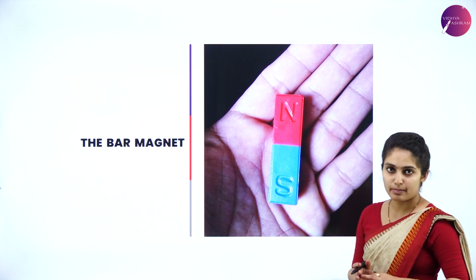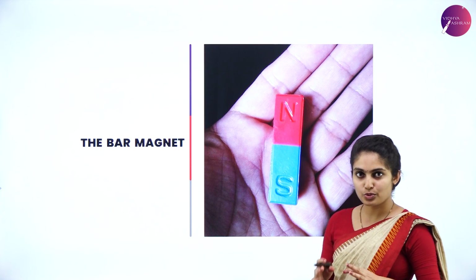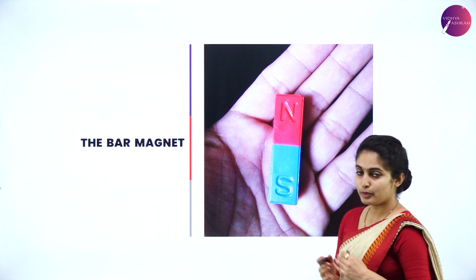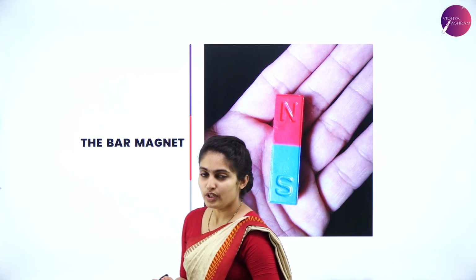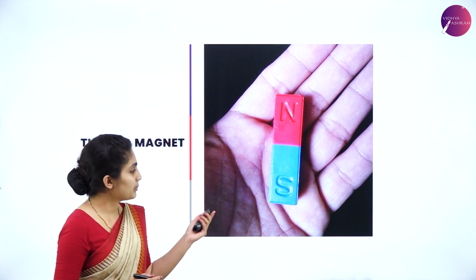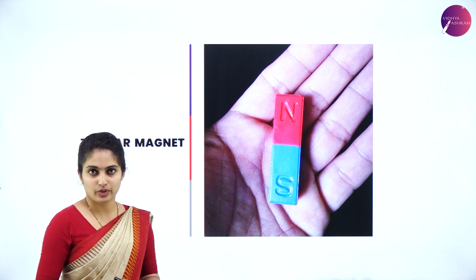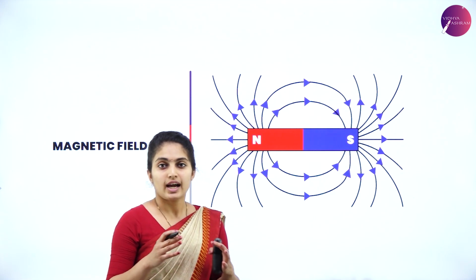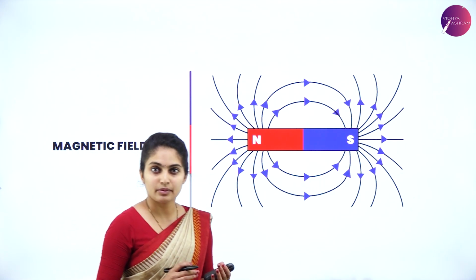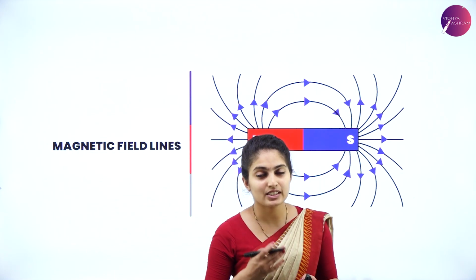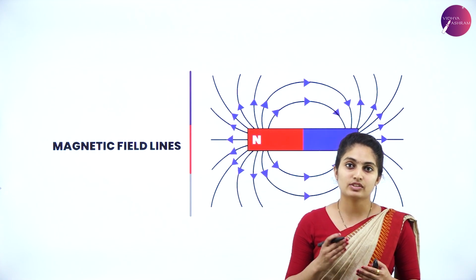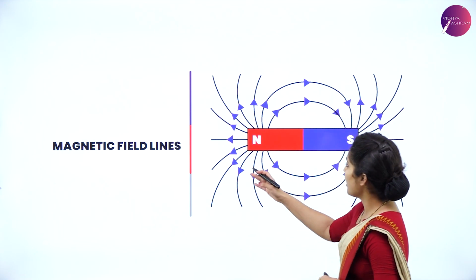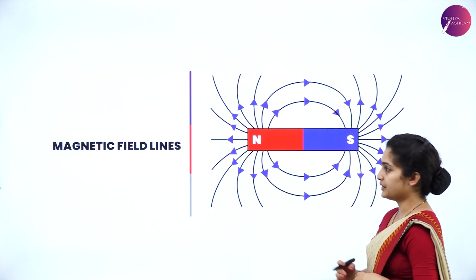So here we have a bar magnet which has two poles. Usually, even if you cut it in half, one side will act as the north pole and the other side will act as the south pole. This is exactly the picture of a bar magnet, and how the magnetic field lines pass through it. As electric charges have an electric field, similarly a magnet has a magnetic field surrounding it. So how exactly do the magnetic field lines surround it?